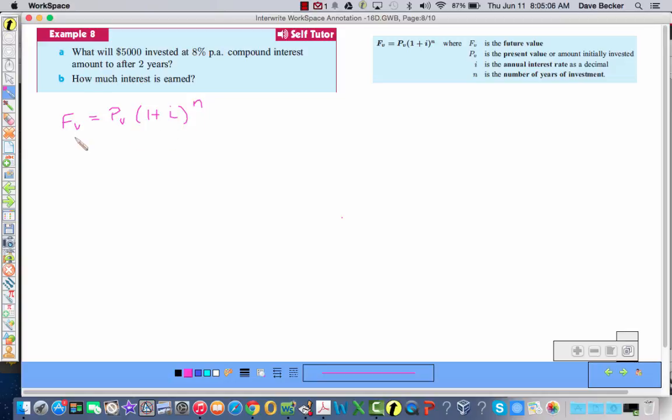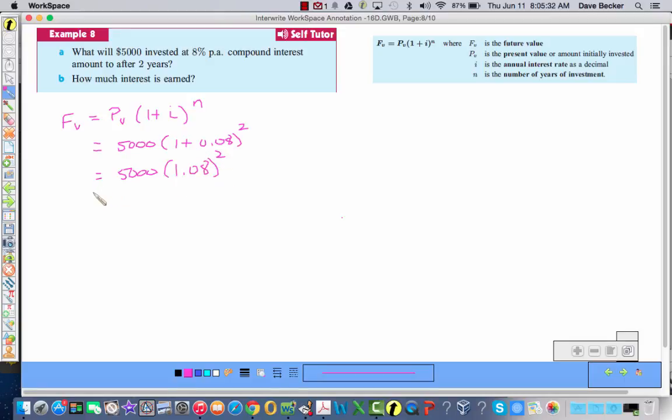And we are looking for future value. So what is it going to amount to after 2 years? So the present value is 5,000 times 1 plus the interest rate, which is 8%, so that's 0.08, to the nth power, so that's squared. So that would be 5,000 times 1.08 squared.